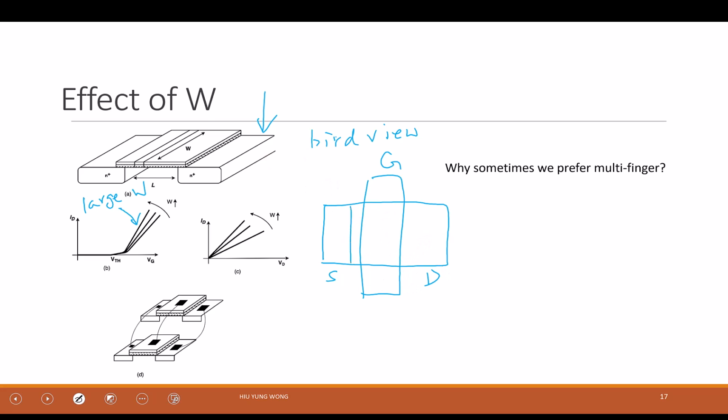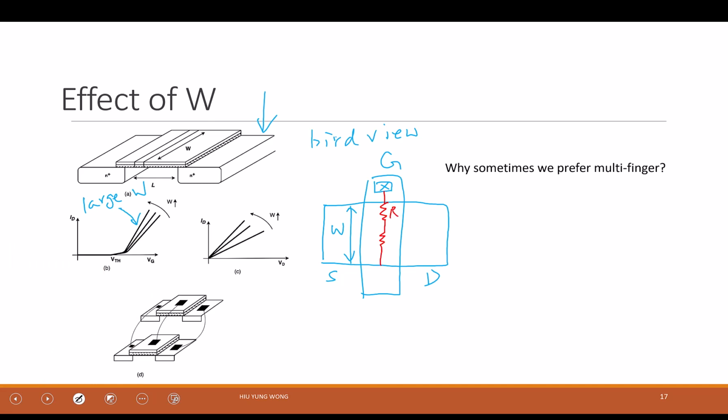So this is W. In analog circuits, you want to have a large W because it increases your gm. gm is very important, okay? But you cannot make it too large. If you make it too large, you will run into a problem, because my signal comes from here, right? You need to propagate all the way to here.